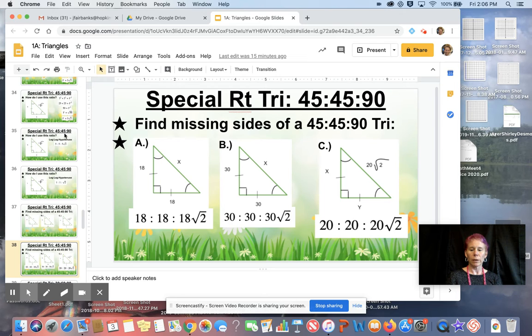And in C, we work a little bit backwards. My hypotenuse always has to be the longest part, so it has that extra multiplier of root 2. But the number in front of it is 20, so both of my legs are 20, so that my ratio is 20, 20, 20 root 2.